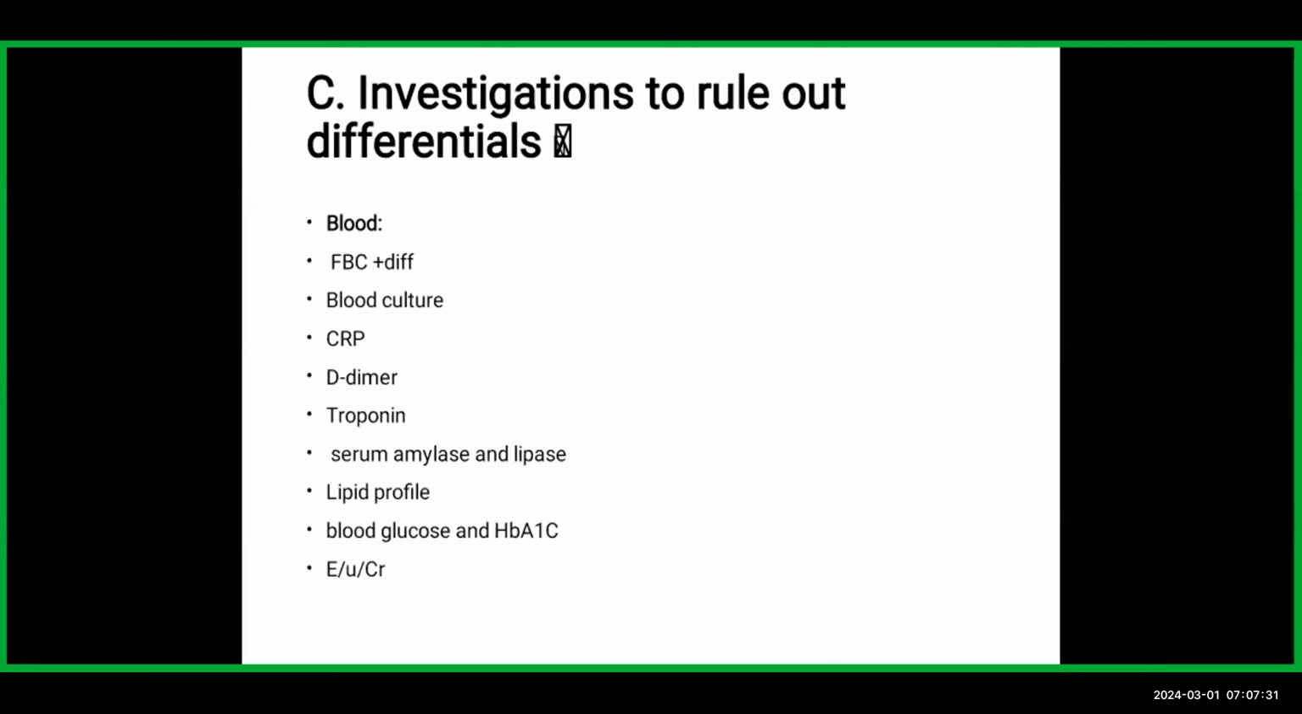D-dimers will be markedly elevated in patients with acute pulmonary embolism. Then troponin for myocardial infarction. Then serum amylase and lipase will be elevated in the setting of acute pancreatitis. Sorry, lipid profile, blood glucose, glycated hemoglobins, all these investigations.